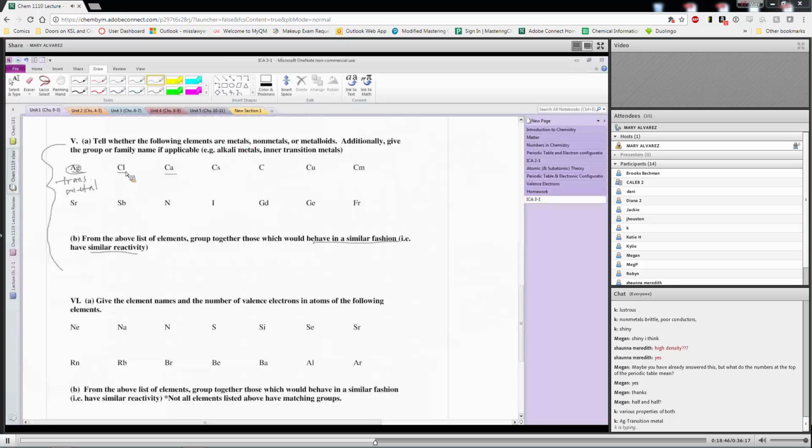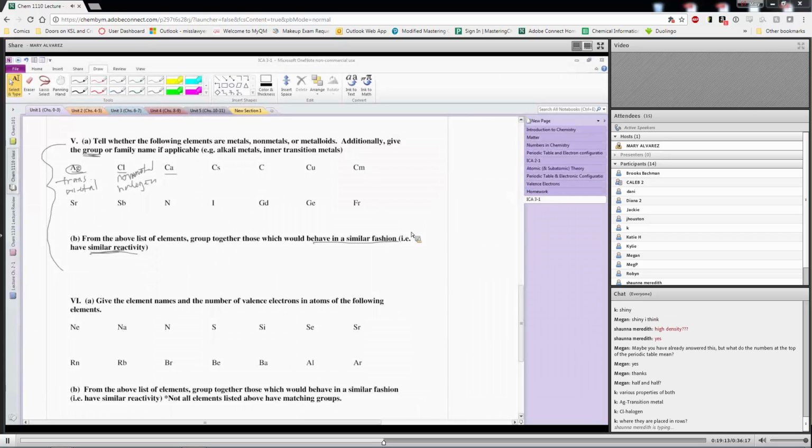And chlorine is in group 7. So this is a non-metal, and a halogen, because that's the group name, that column name. And then how are you going to know which ones have similar reactivity? What are you looking for there? The group. Perfect. Not the row, but the group.